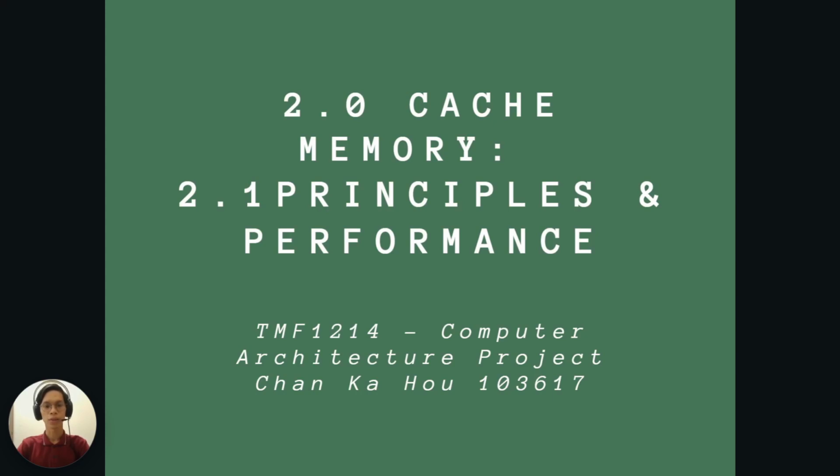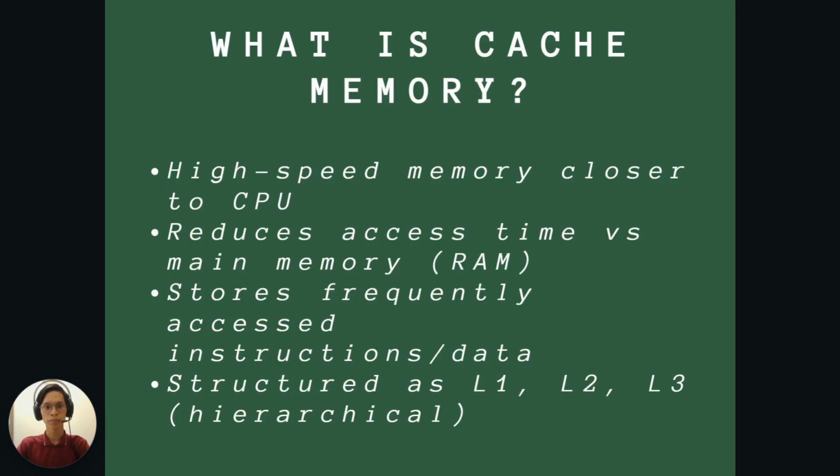Good day, Doctor. I am Ka Hou 103617, and I will continue the presentation from 2.1, Principles and Performance of Cache Memory. So, the first thing, cache memory is a high-speed memory that's closer to the CPU compared to the others such as main memory RAM. As such, it has reduced access time.